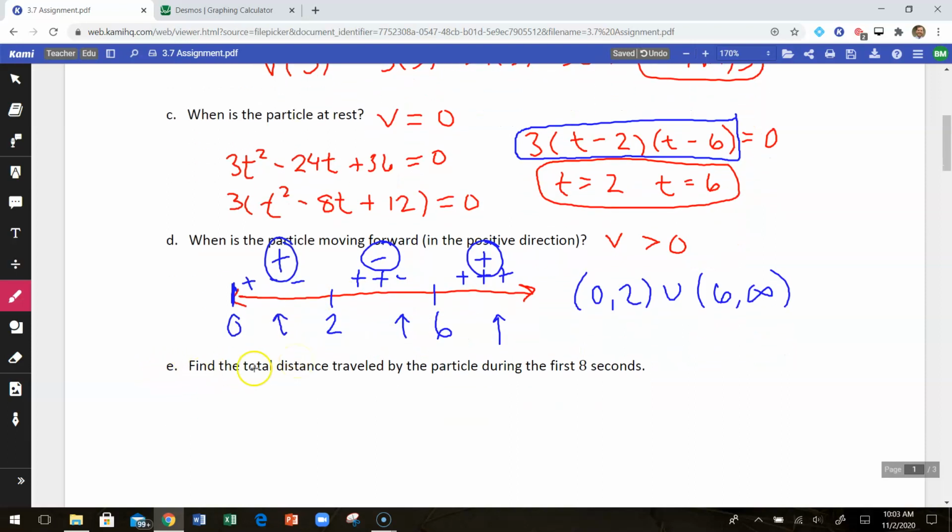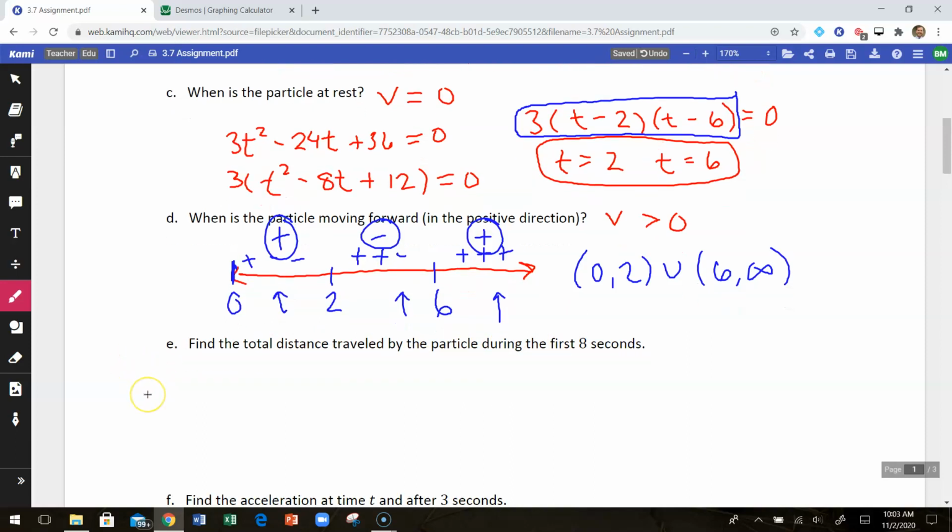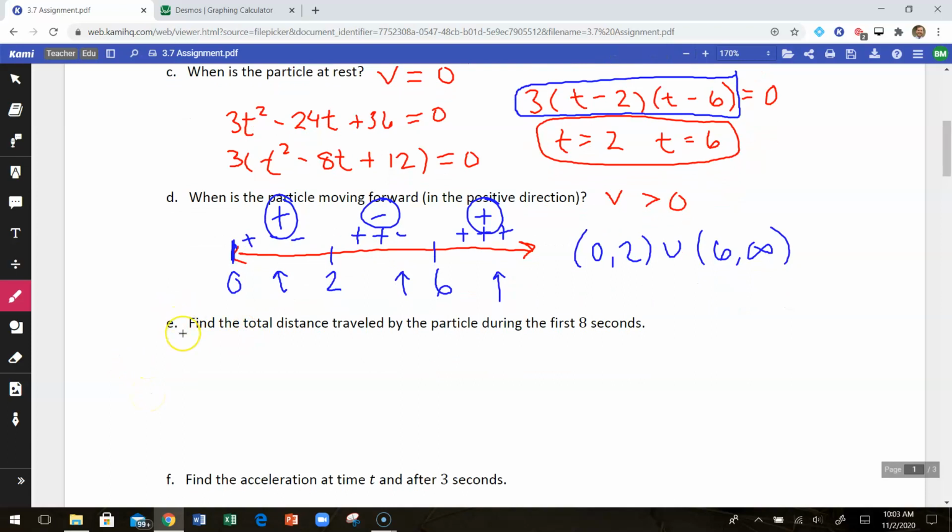The first one is to find the total distance traveled by the particle during the first 8 seconds. The mistake here, I'll talk about the mistake that people make first before I go through the actual work. If we want to know total distance, I really don't care about the velocity in terms of plugging those numbers into a velocity function. What I want to know is what distance did it go.